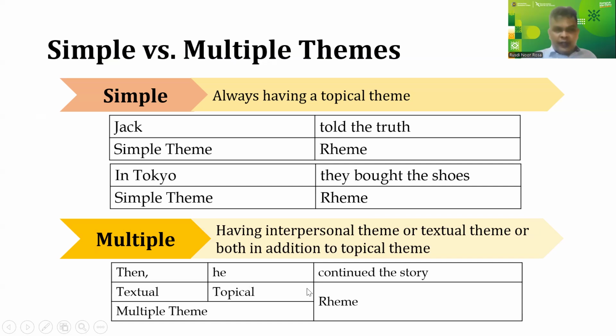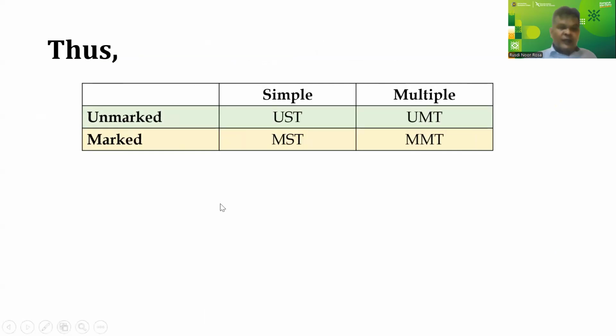Okay, now let's combine simple versus multiple theme and marked versus unmarked theme. Thus, we have this one. Okay, so we have here a table. You see, we have here some points to be joined: unmarked, marked, and simple, multiple. Based on this classification, we have four kinds of theme. The first one is UST, unmarked simple theme. We have here unmarked, we have simple, so we have here unmarked simple theme. We have here unmarked, we have here multiple, so we have unmarked multiple theme. And here we have marked and simple to construct marked simple theme. And we have marked and multiple to construct MMT, marked multiple theme.